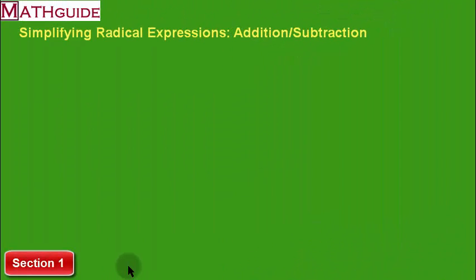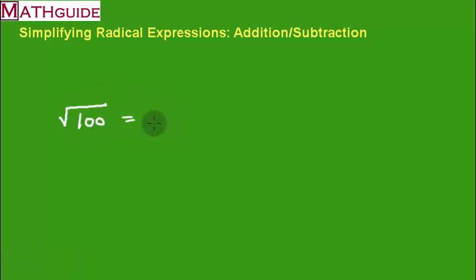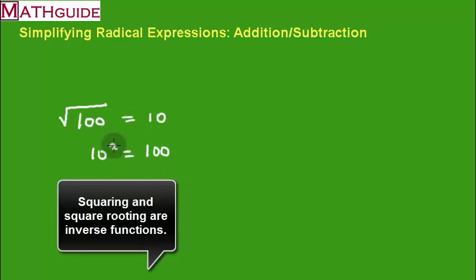All right, so let's talk about what square roots are. As just a review, let's say we take the square root of 100. Well, the square root of 100 is 10. Why is that? That's because 10 squared is 100. You can see that squaring and square rooting are opposite each other. So one checks the other.